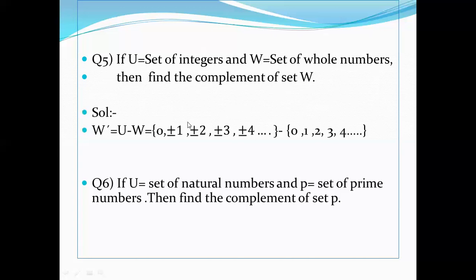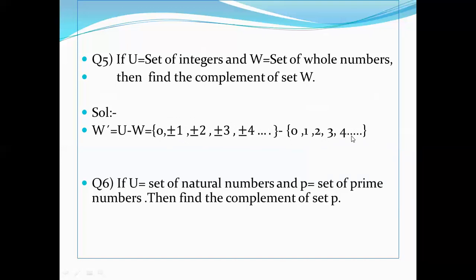Now come to the solution. The universal set is 0, plus minus 1, plus minus 2, plus minus 3 and plus minus 4. This plus minus sign shows that positive 1 and negative 1 both are present in the set of integers. From this you are going to subtract set W. W is the set of whole numbers, and you know that the set of whole numbers starts from 0: 0, 1, 2, 3, 4 and so on.